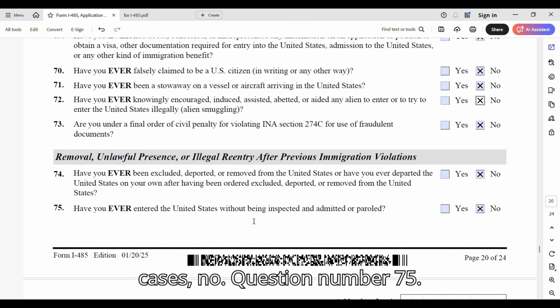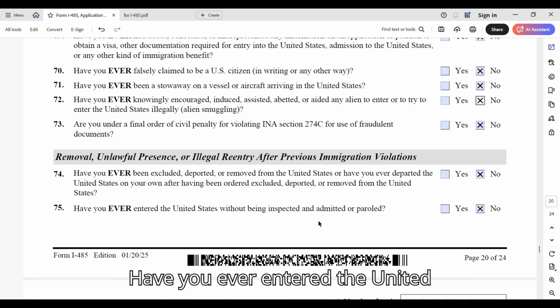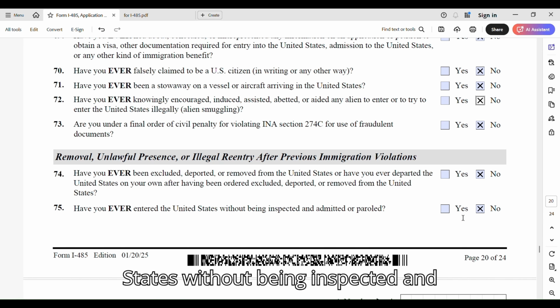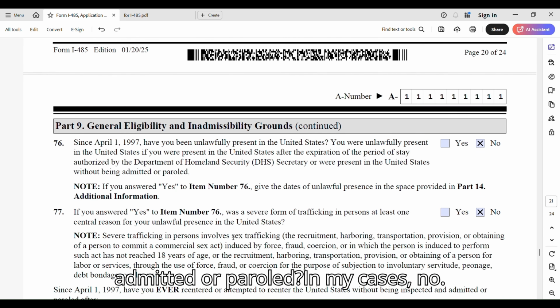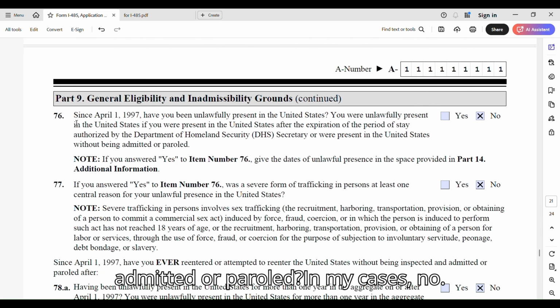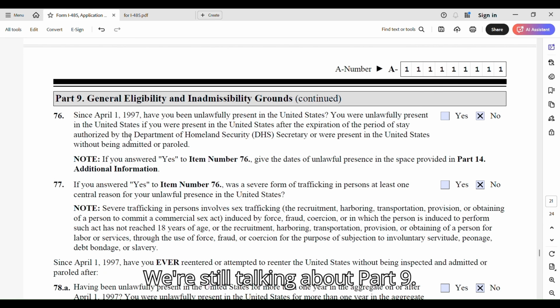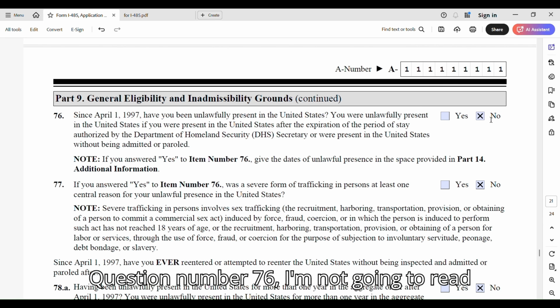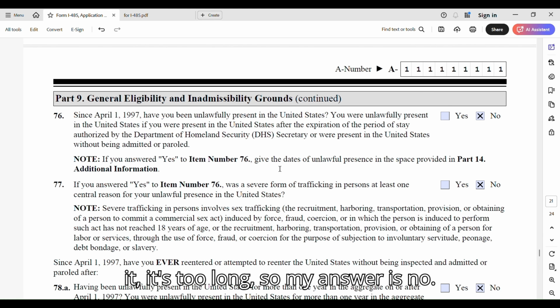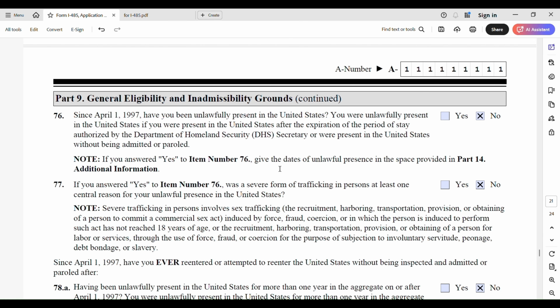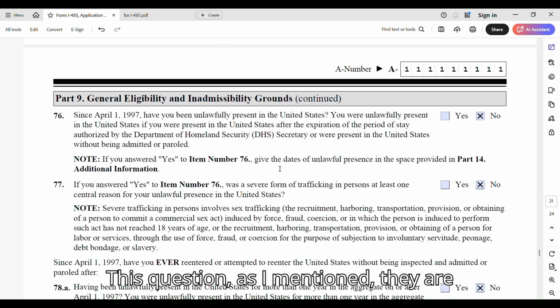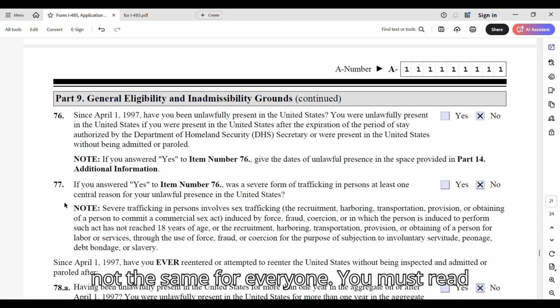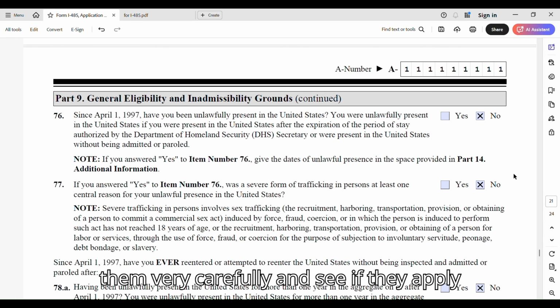Question number 75. Have you ever entered the United States without being inspected and admitted or paroled? In my case, it is no. We're still talking about part 9. Question number 76. I'm not going to read it, it's too long, so my answer is no. These questions, as I mentioned, are not the same for everyone. You must read them very carefully and see if they apply to you.